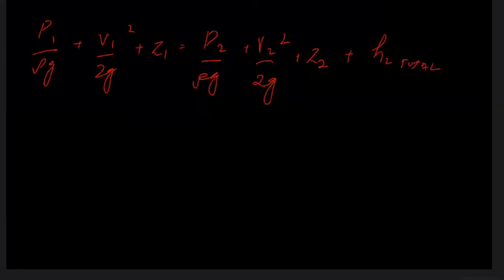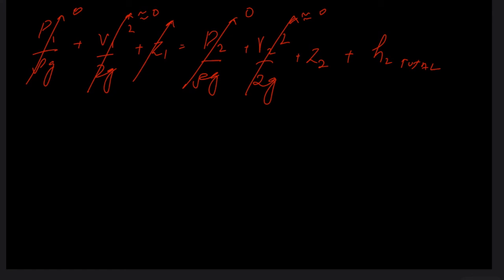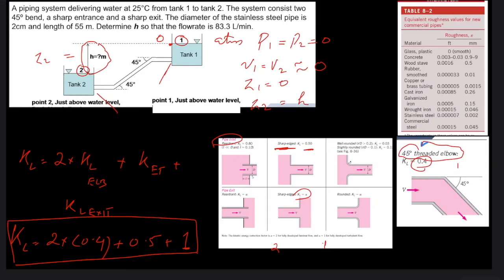So let's move to the Bernoulli equation. P1 and P2 cancel each other out, they're equal at atmospheric pressure. V1 is close to 0 because the tank is very large and its velocity approaches 0. Z1 is 0 because it is our benchmark, so we are only left with Z2. Z2 is equal to the height that I want to know. So Z2 comes out to be H, and this is equal to the HL total.